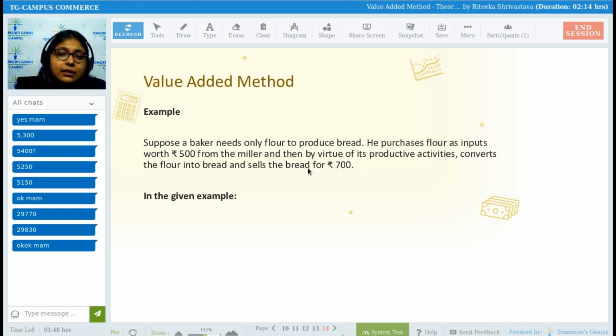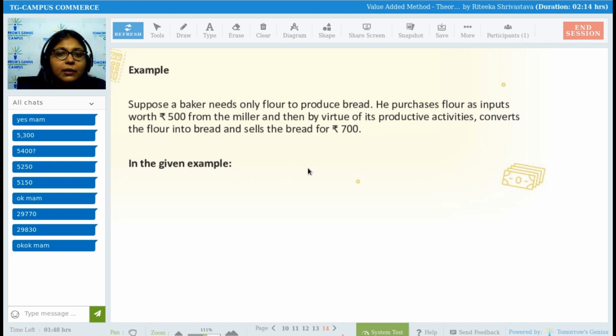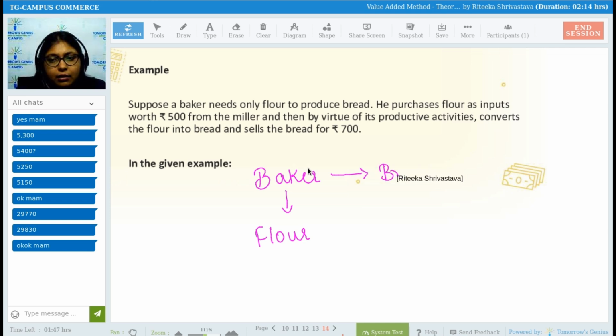Now they have given you one example. Suppose a baker needs only flour to produce bread. This is an impractical example, because of course a baker needs many different things; flour is not the only thing required for producing bread. There are many other raw materials also. But here we are taking a simple example: imagine that a baker needs only flour to produce bread. So there is one baker who requires flour to produce bread. Clear till here?